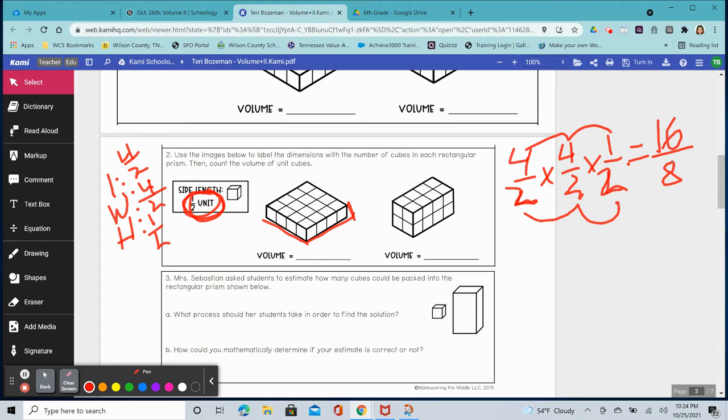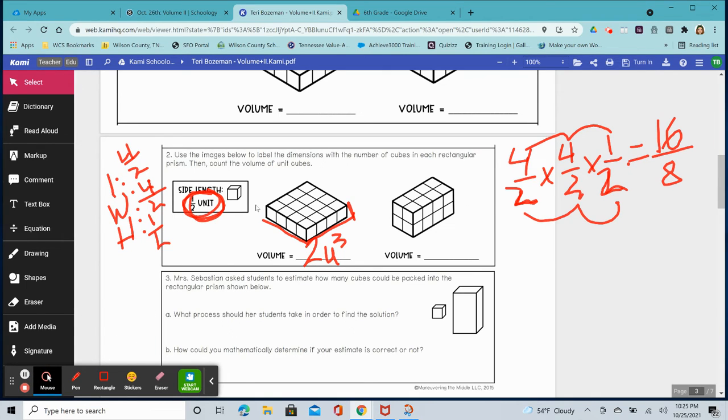Remember that fractions are division, so we can divide 16 divided by 8. That is a basic fact. So 8 times 2 is 16. So our volume is 2 units cubed. Alright, so that's how we use our fractional side lengths. So it's the same as before, but we have changed things up a little bit.